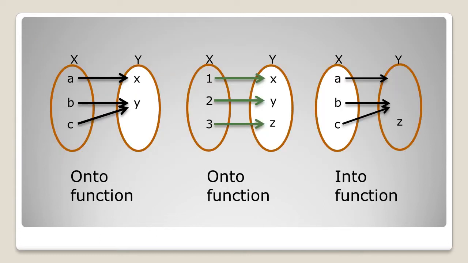You can have examples like this. In the first two examples you can see all the elements of the codomain, that is, in the first case x, y, and in the second case x, y and z, are images of some elements of the domain. But in the third case there are three elements in the codomain, x, y and z, but z is not an image of any element of the domain. Therefore the third one is not an onto function. It is called an into function.